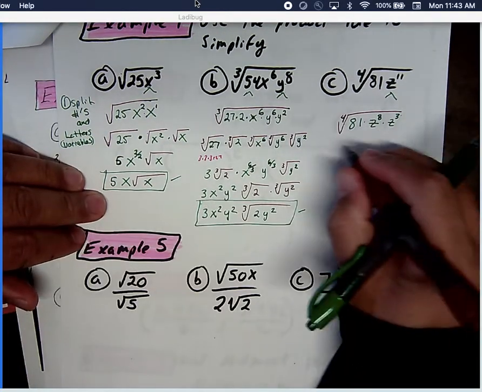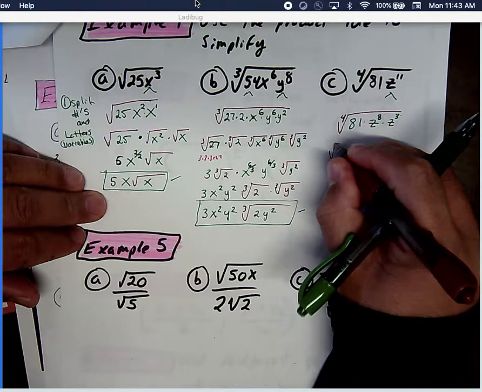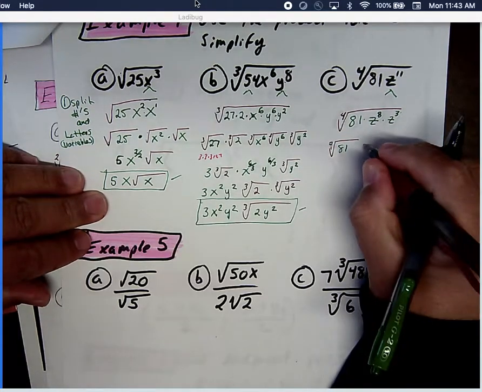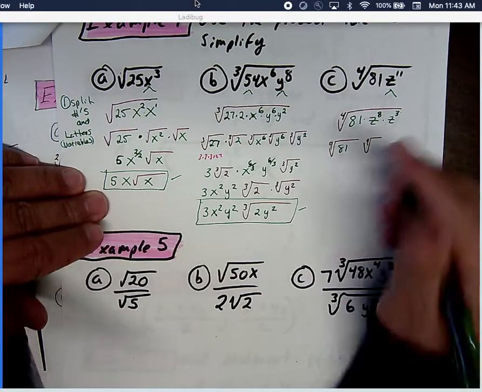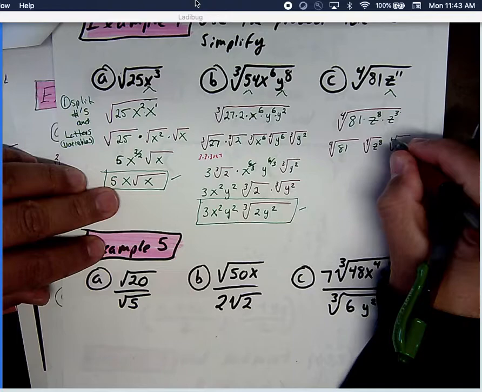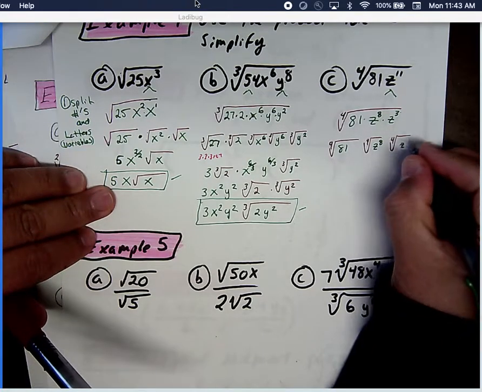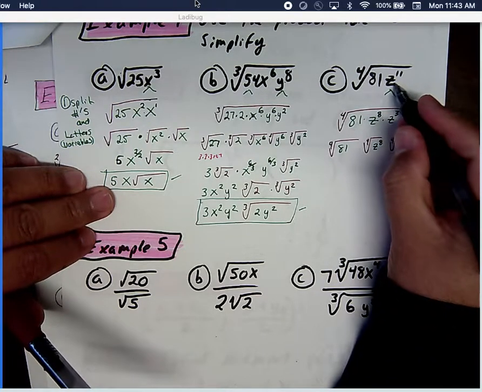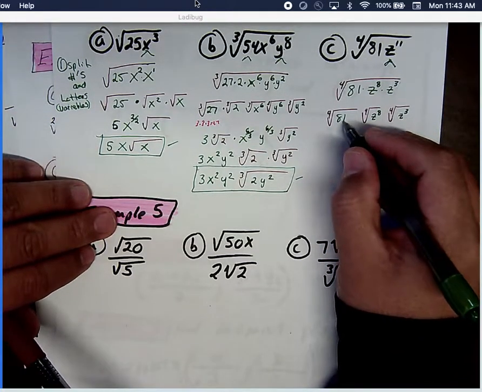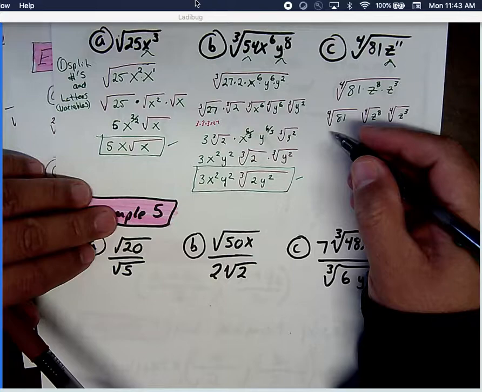So now let's separate them. The 4th root of 81, the 4th root of z to the 8th, and the 4th root of z to the 3rd power. So I split that one. That one means I split it. So the 4th root of 81 would be 3.